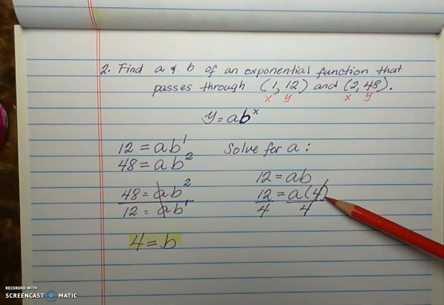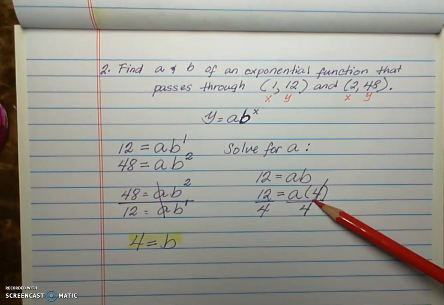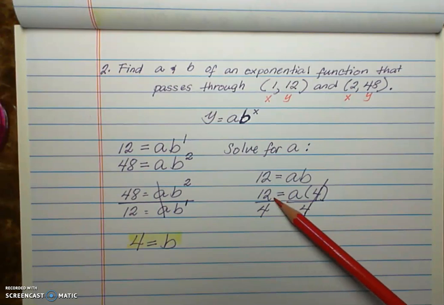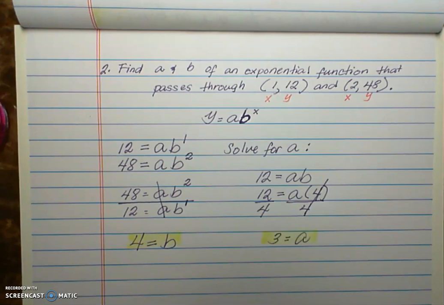After you plug in the 4, for you to isolate your a, you will have to divide both sides by 4. So this side divided by 4 eliminates that 4. It turns to a 1. And then 12 divided by 4 is 3. Therefore, a is equal to 3.